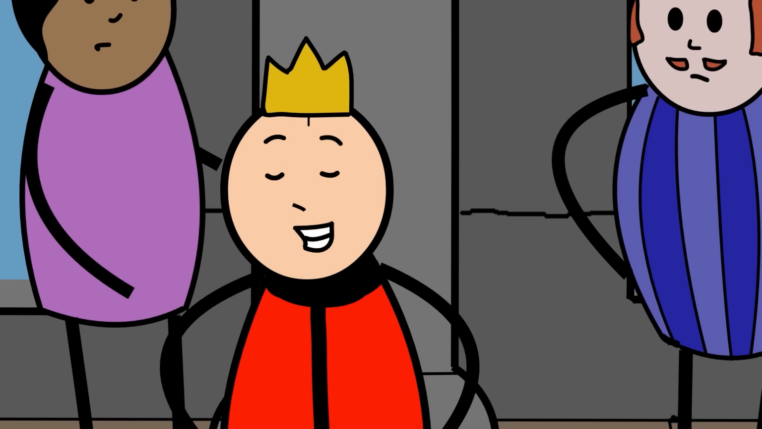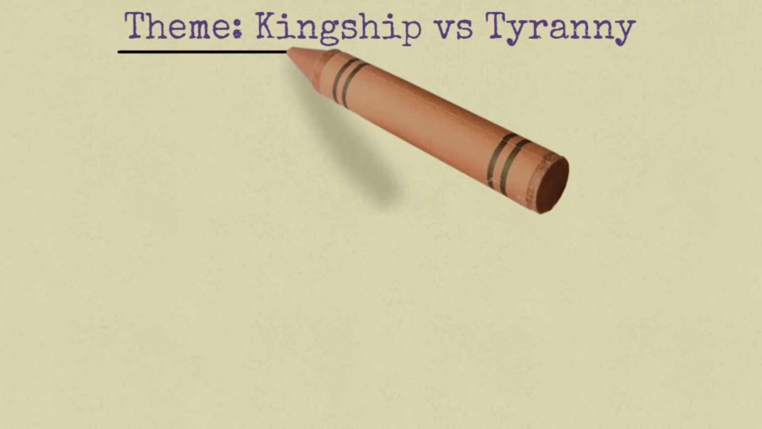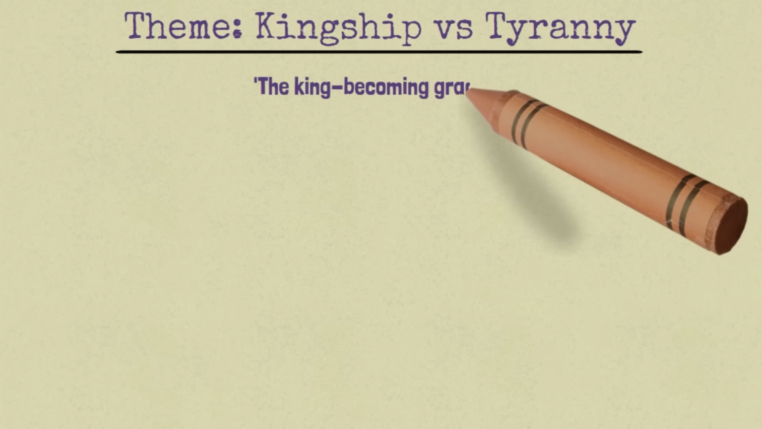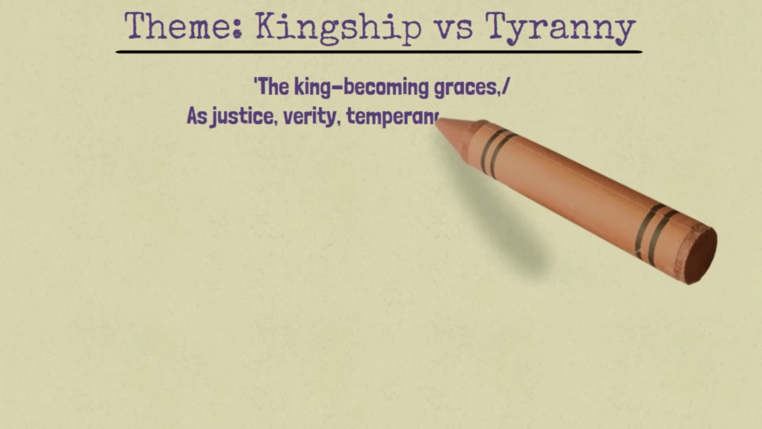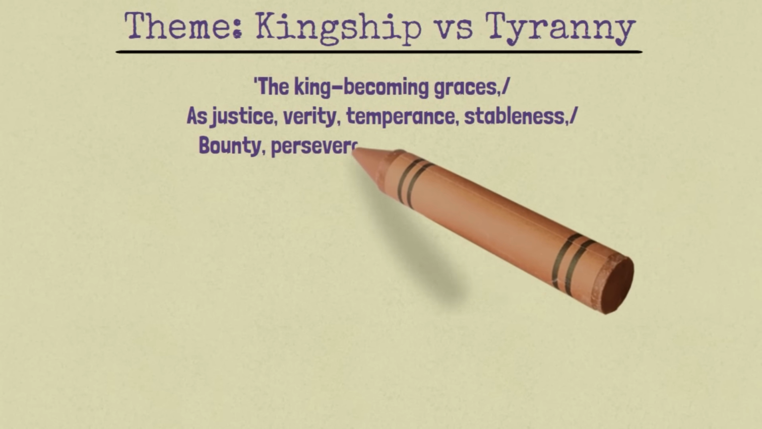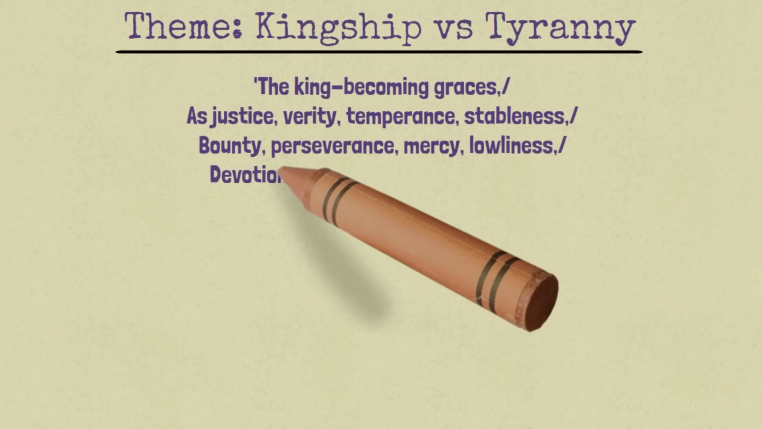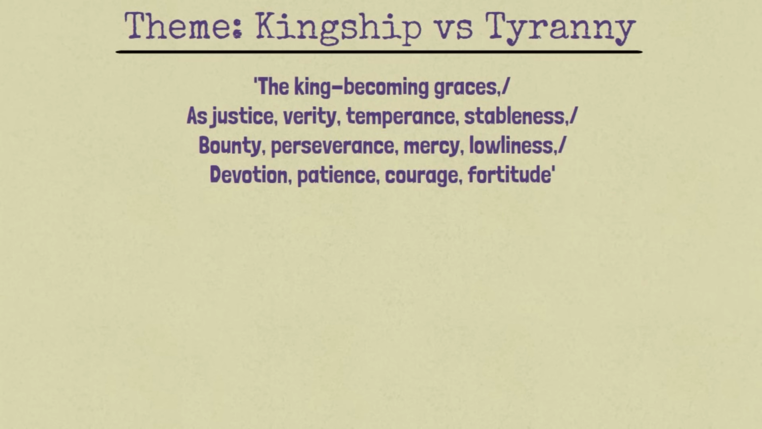Macbeth's rise to power may have been built on deception, but once he has the crown, it quickly becomes clear that he is not really cut out to be king. So what exactly makes a good king? Malcolm describes the king-becoming graces as justice, verity, temperance, stableness, bounty, perseverance, mercy, lowliness, devotion, patience, courage, fortitude.